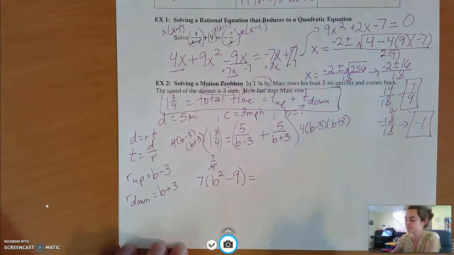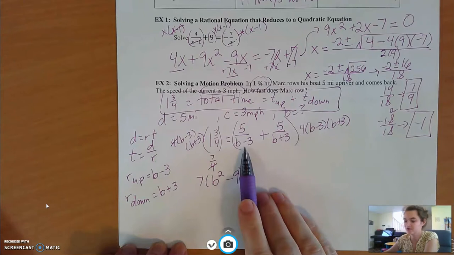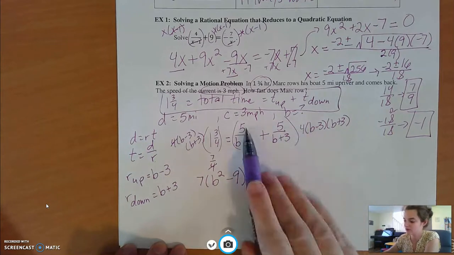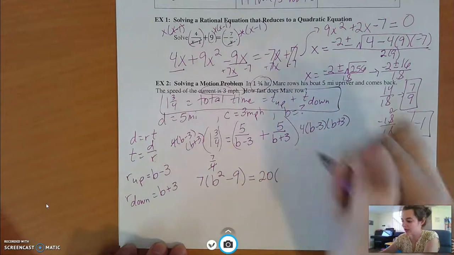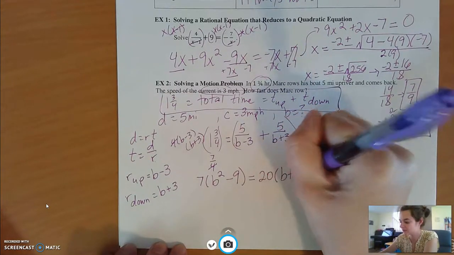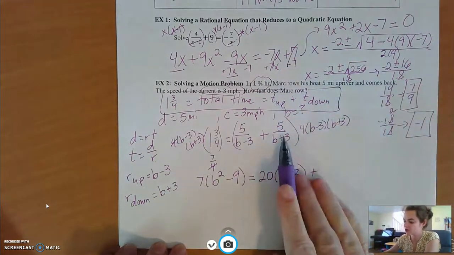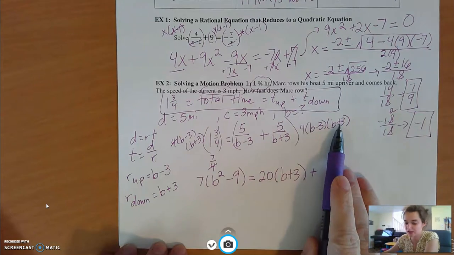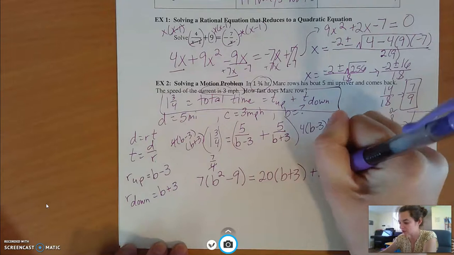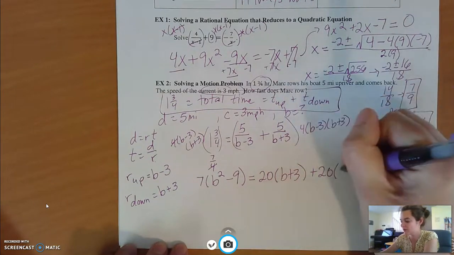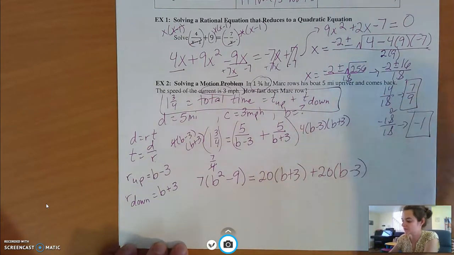Okay. On the right side, let's see what happens here. In our first term, the b minus 3's are going to cancel out. So then you're going to have 4 times 5, which would be 20. And then you're also going to have a times b plus 3. In the second term, the b plus 3's are going to cancel out. So then you're going to have 5 times 4, which is still 20. But it's going to be multiplied by b minus 3.